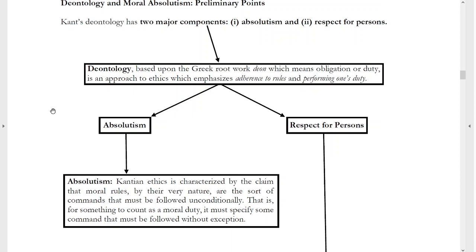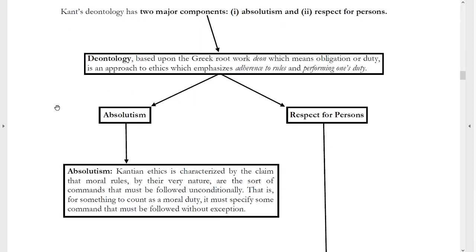And he thought morality was just like this. In fact, he thought for something to even count legitimately as a moral rule, it must be the sort of thing you think has to be followed unconditionally. So that's the first aspect of his theory. The second aspect of his theory, which I'll just mention briefly now, but we're actually going to cover in more detail next week, is an idea of respect for persons.